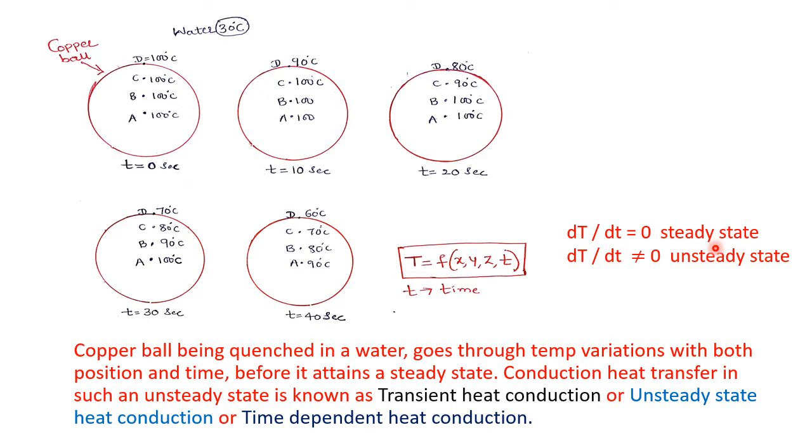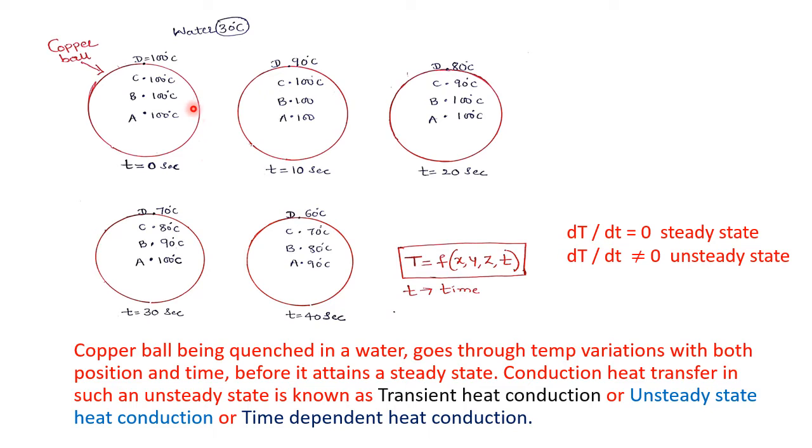However, all the process equipment used in engineering practice, such as boilers, heat exchangers, regenerators, etc., have to pass through an unsteady state in the beginning when the process is started, and they reach a steady state after sufficient time has elapsed. So in this unsteady state, there is a change in temperature with respect to change in time. For that purpose we have written here dT/dt is not equal to 0. So let us study this with an example.